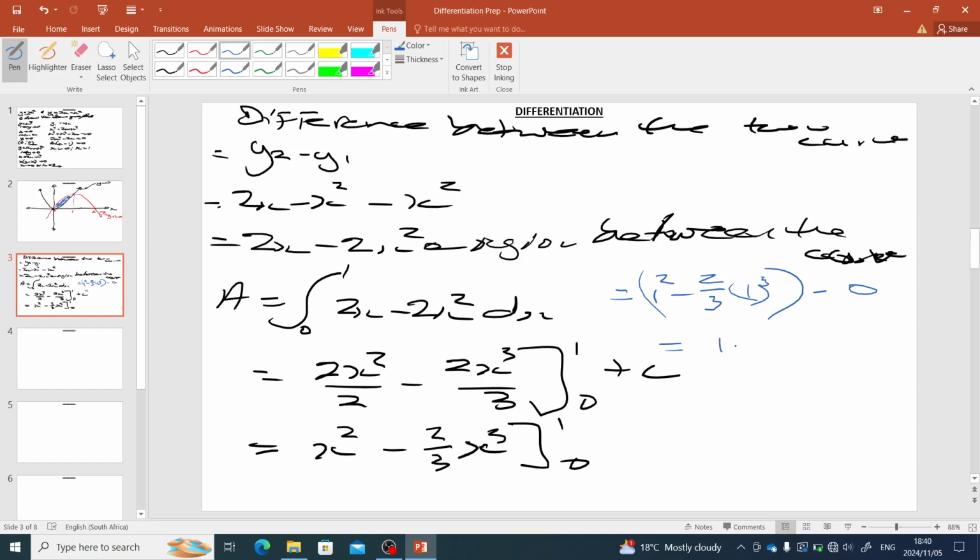We have 1 minus 2 over 3, then it will be 3. How many times does 3 go into 1? 3 multiplied by 1, it will be 3. Then 1 multiplied by, it will be 2. Then we get our answer as 1 over 3 unit squared. Boom. We've calculated our area.